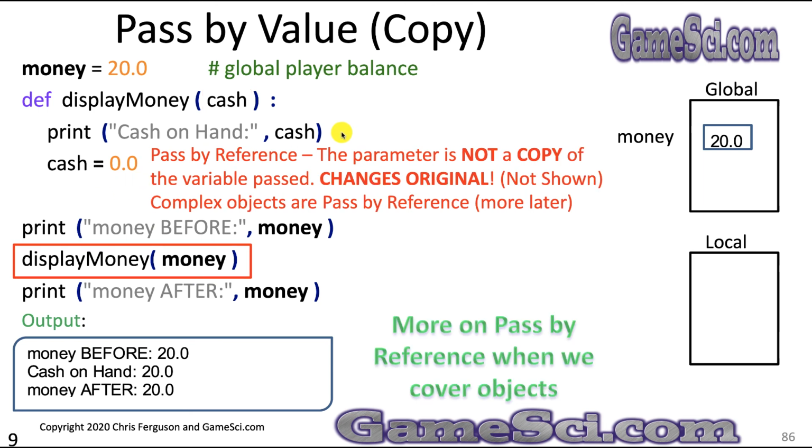The alternative to pass by value is called pass by reference. That's when the parameter is not a copy of the variable passed. In pass by reference, you can change the original. Now, I didn't show it here. We're not quite ready to study pass by reference, but when we get to more complex objects, they will be passed by reference. Especially more on pass by reference when we start to cover objects and object-oriented programming.